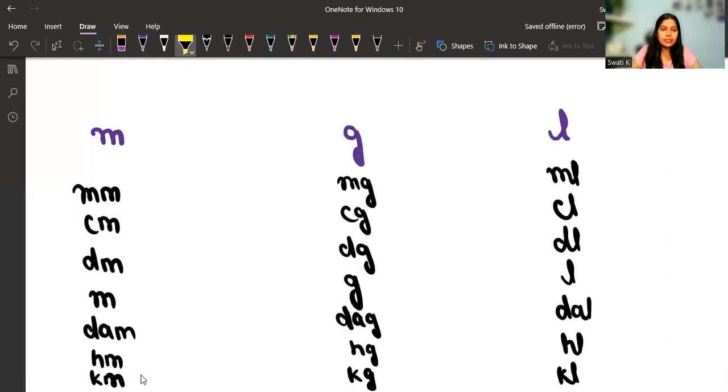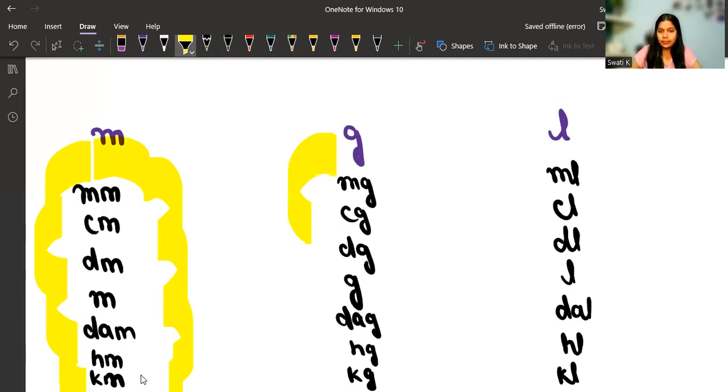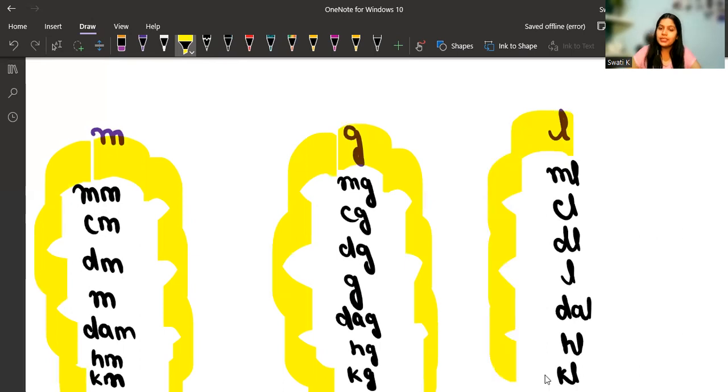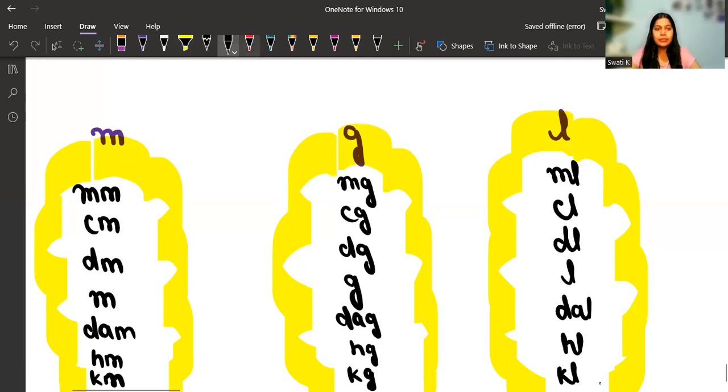So let's understand how we actually do the conversion for all these 3 base units. The best part here is if you just understand for one, the method is the same for the other 2 as well. So let's understand the base unit meter. The rule is if you go up, you need to multiply. And if you come down, you need to divide. This is the first and the very basic rule.